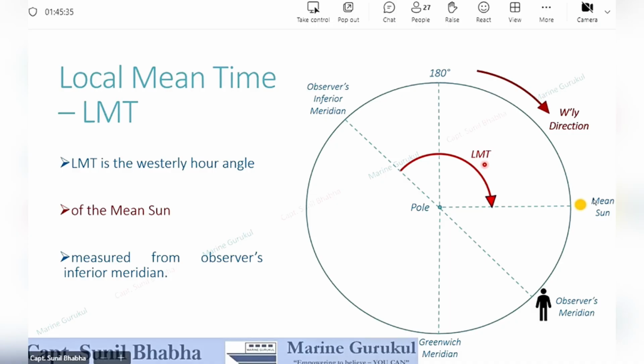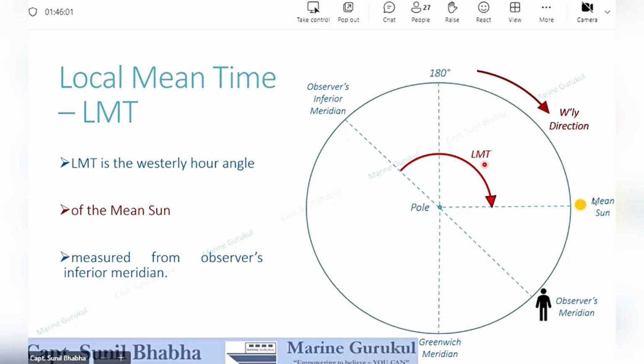Sir, it should be from observer's meridian, right? No, beta, it is measured from observer's inferior meridian. When the sun is on your meridian, it's 1200 hours, beta. It's not 00 hours.